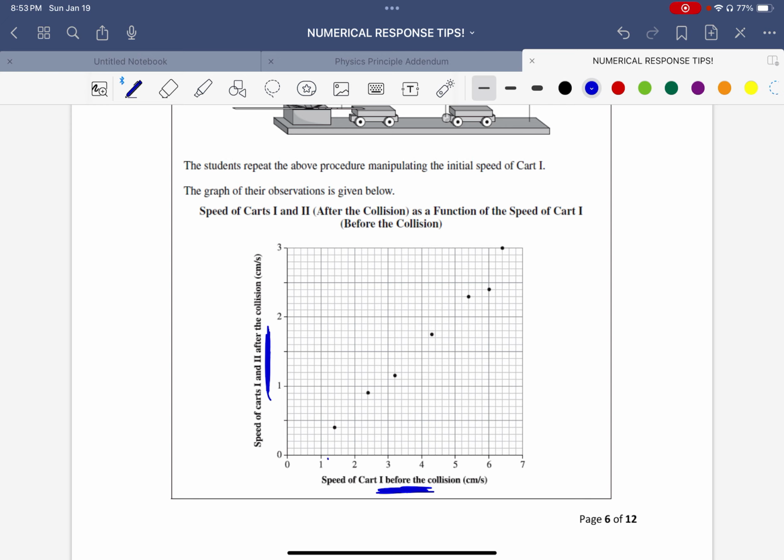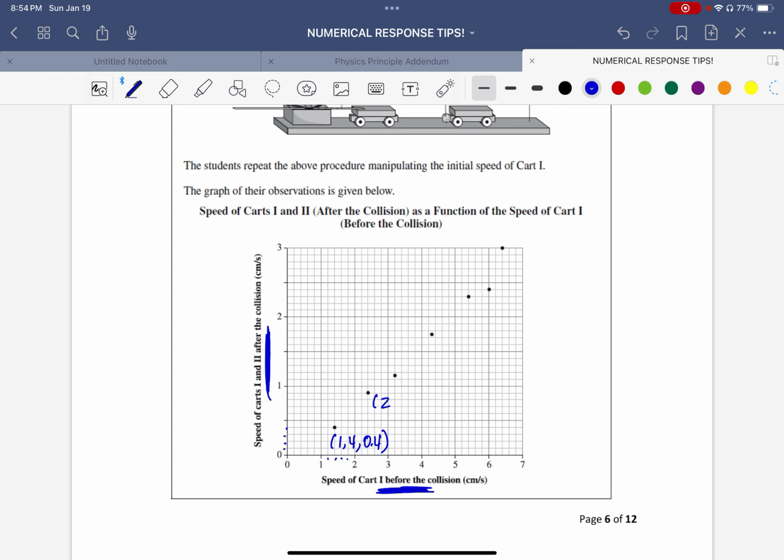1.2, 1.4, 1.6, 1.8. We're going up by 0.2 on the x-axis. So my x-coordinate is 1.4. My y-axis, we're going up by 0.1, 0.2, 0.3, 0.4. We're going up by 0.1 on the y-axis and 0.2 on the x-axis. All right, so 1.4 and 0.4 is my first ordered pair.